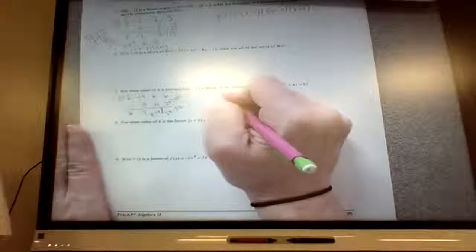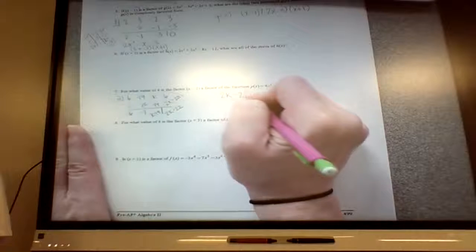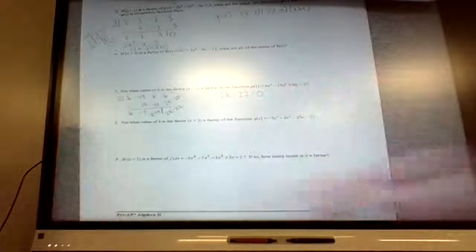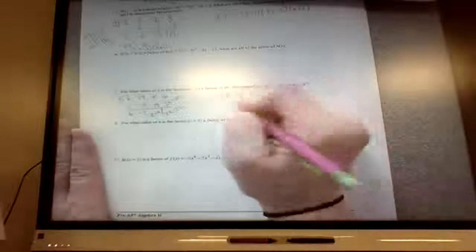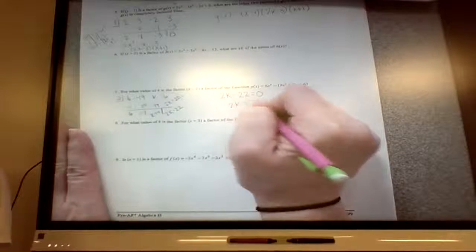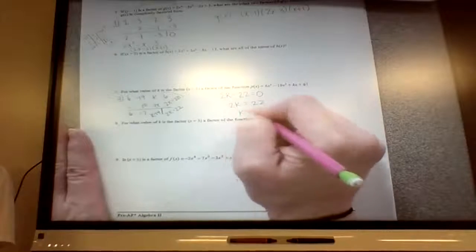So tell me one more time, what does 2k minus 22 have to equal? 0. And it has to equal 0 because we want that to be a factor. And if it's a factor, the remainder is 0. So you have 2k equals 22. k is 11. Perfect.